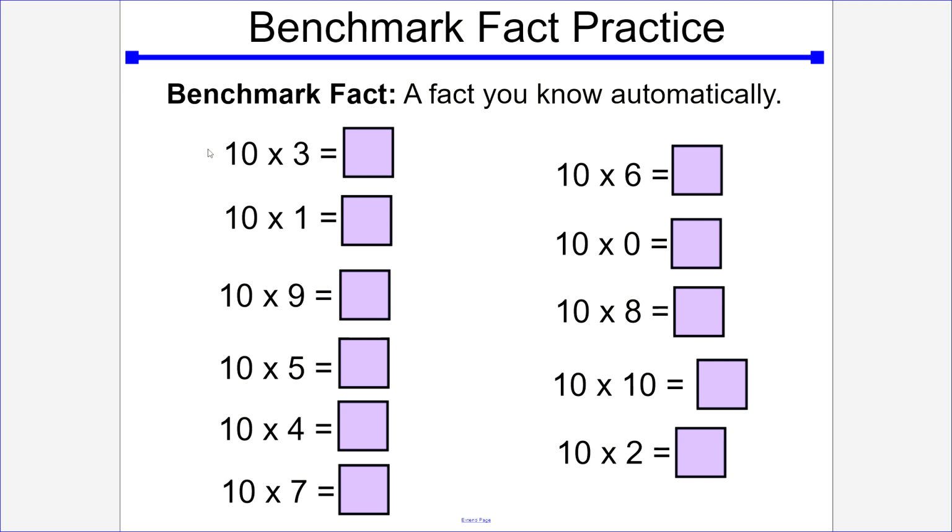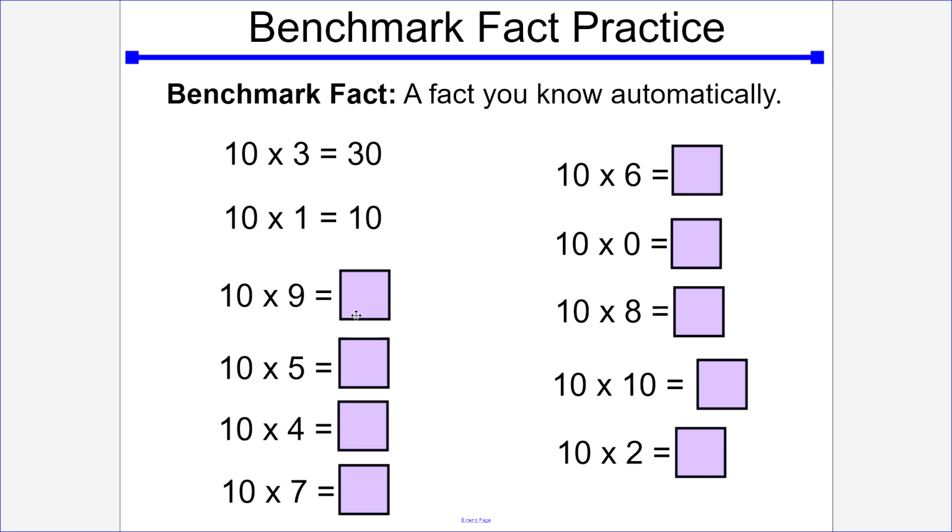Let's start with the fact 10 times 3. Think about 10 times 3 and what that means. Well, I know that 10 times 3 means that there are 10 squares in each row times 3 rows. 10 times 3 is 30. Let's think about the fact 10 times 1. 10 times 1 is easy. It means 10 in each row with just one row. 10 times 1 is 10.